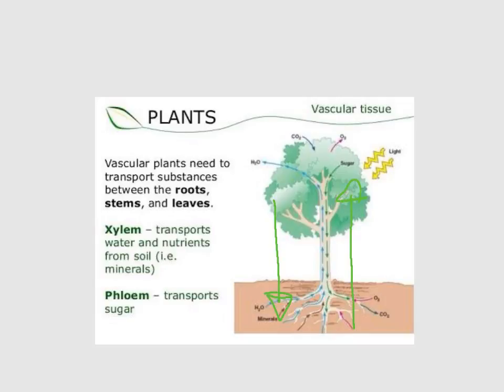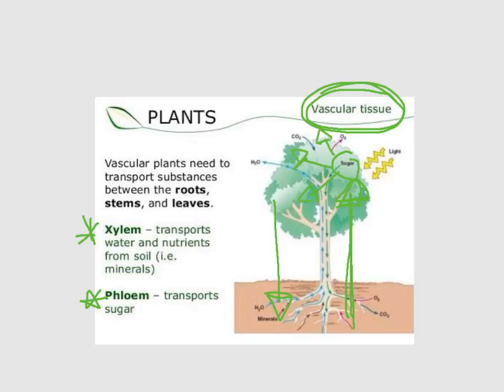Now, this vascular tissue, the little veins or tissue that move water and nutrients inside the plant, has two names: xylem, which transports water and nutrients from the soil to the top of the plant, and phloem, which transports the sugar produced by photosynthesis to the rest of the plant. Okay, so that's the main difference between a plant and an algae. Remember, algae are not plants. They are more like simple organisms which do not have vascular tissue.